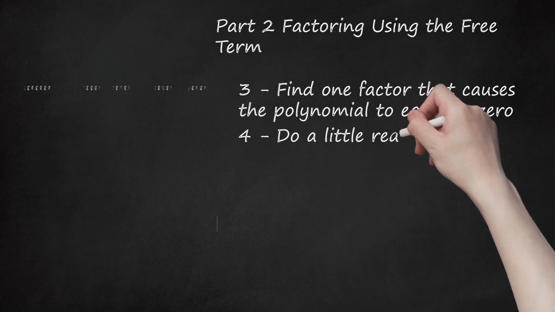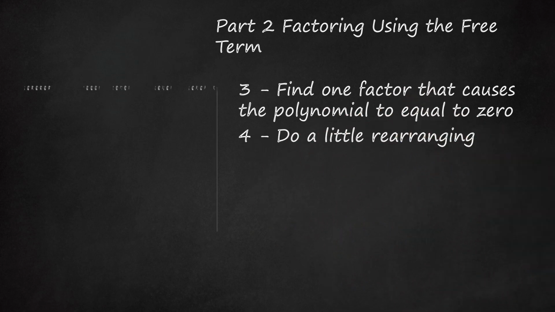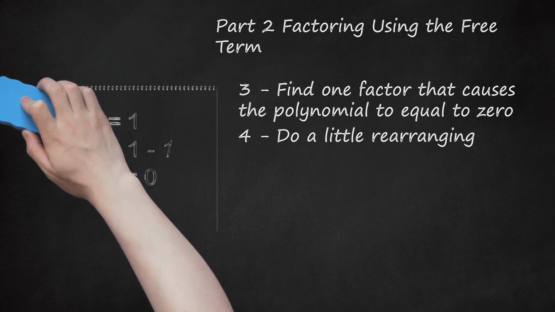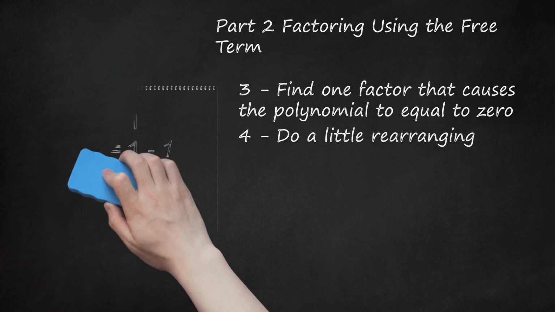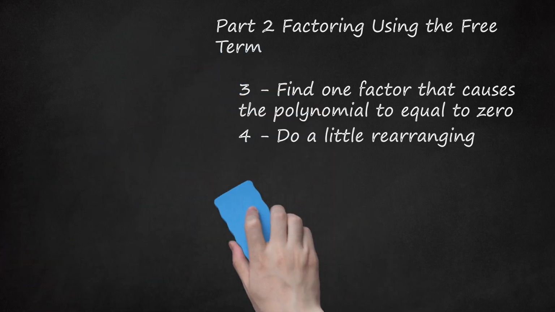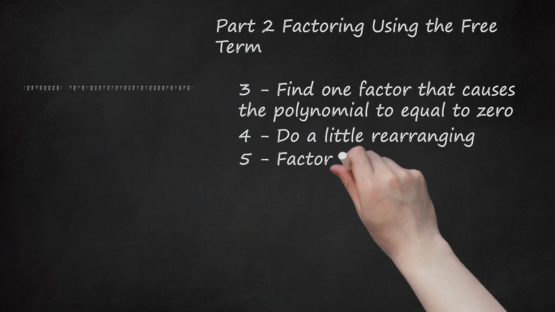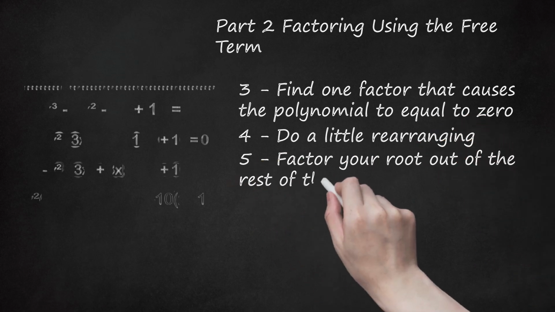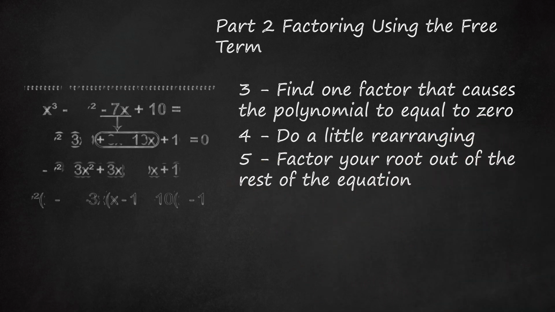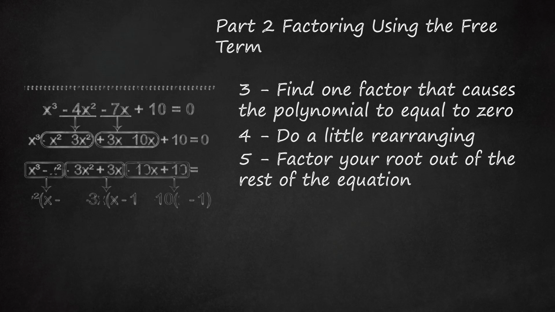4. Do a little rearranging. If x = 1, you can rearrange the statement to look a bit different without changing what it means. x = 1 is the same thing as x - 1 = 0, or (x - 1). You've just subtracted a 1 from each side of the equation. 5. Factor your root out of the rest of the equation. (x - 1) is our root. See if you can factor it out of the rest of the equation.